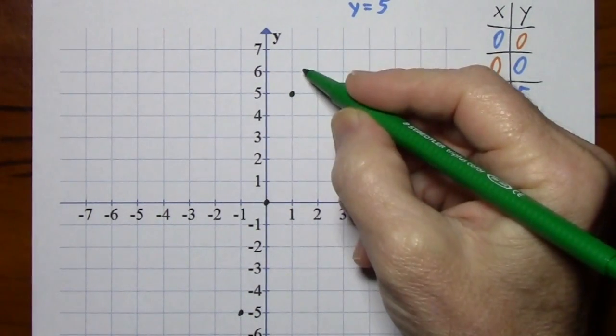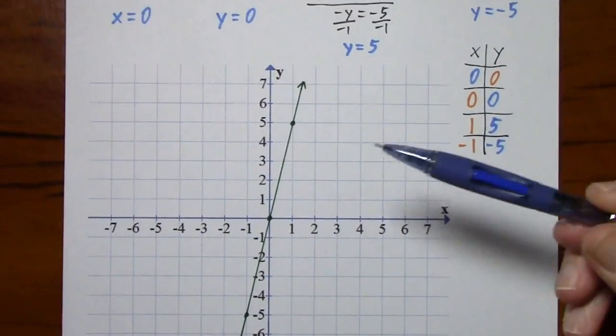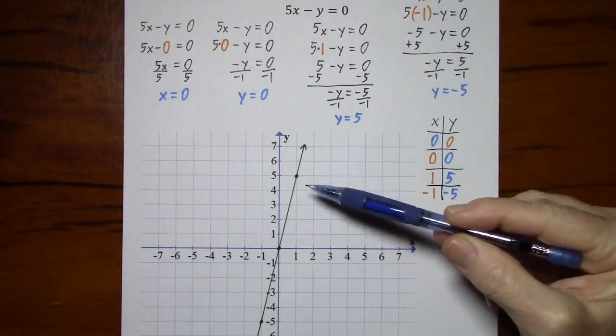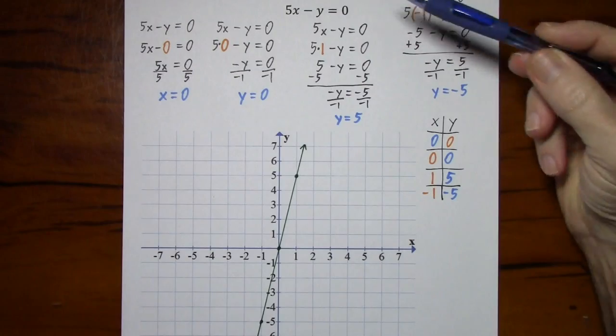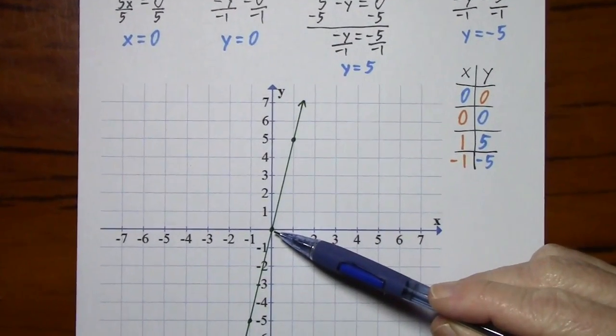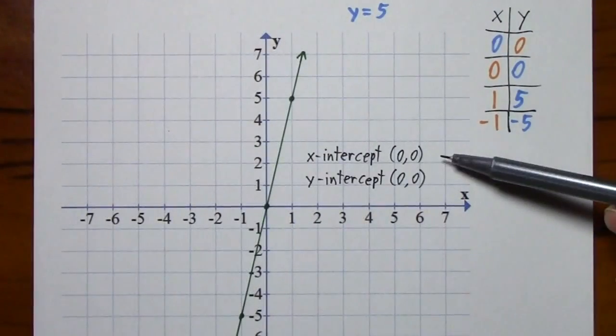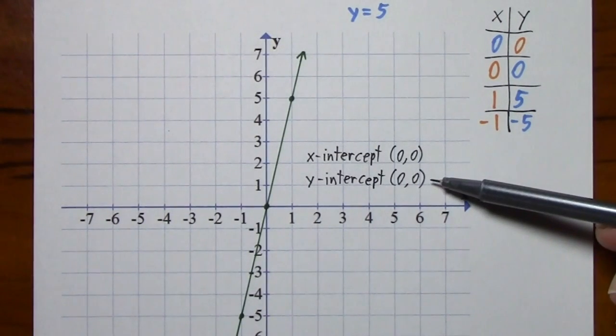Now we can draw the line. So we have all the solutions to our original equation. Notice it does go through the origin. So the x-intercept is 0, 0, and the y-intercept is 0, 0.